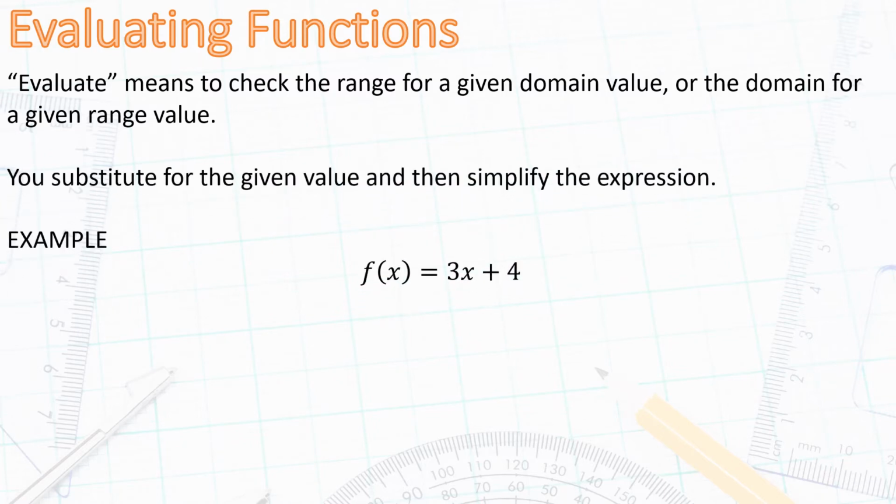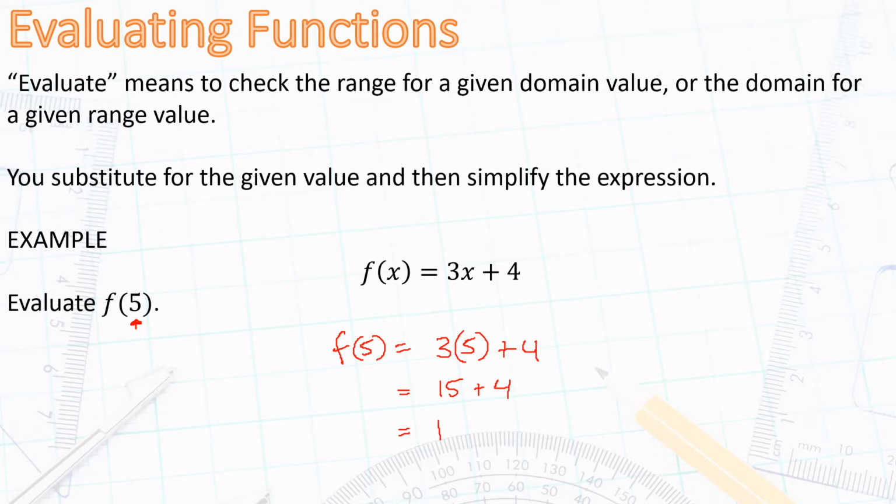So if we have f of x equals 3x plus 4, and we're asked to evaluate f of 5, that means in the place of x is a 5, so we're going to substitute in 5 for x in this function. So f of 5 is equal to 3 times 5 plus 4. Anywhere there was an x, we subbed in a 5. And then you'd have 3 times 5 is 15 plus 4, and 15 plus 4 is 19.